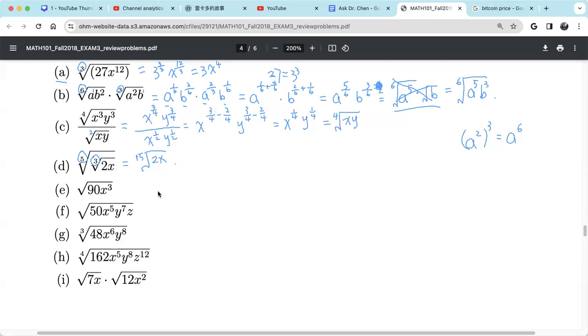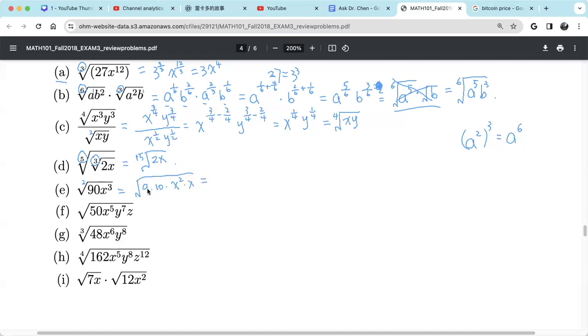Okay, the index 15, that's it. Let's see this one. Now, by default, the index is 2. So 90, we can write it as 9 times 10. X cubed, we can write it as x squared times x.